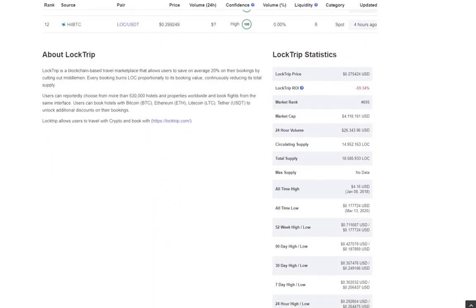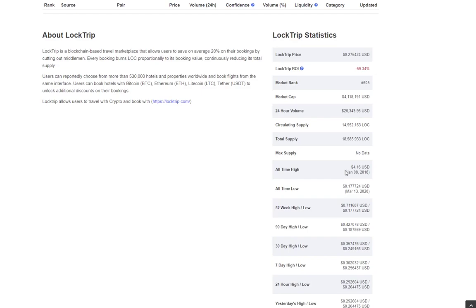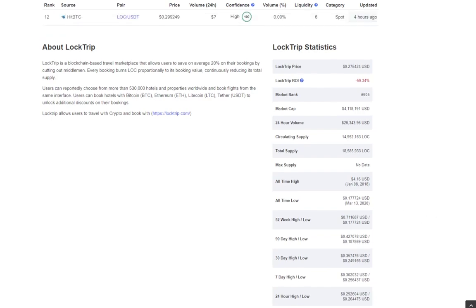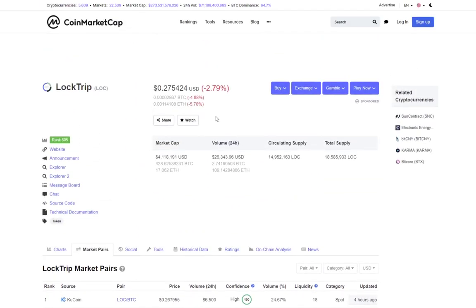One key point I'm interested in is the all-time high. On January the 8th, 2018, remember that is when Bitcoin had its major rally in all altcoins, the token was at its all-time high of $4.16. So wow, that absolutely skyrocketed, and compared to today's price, it is very cheap.